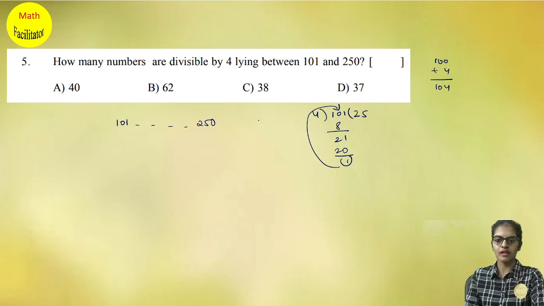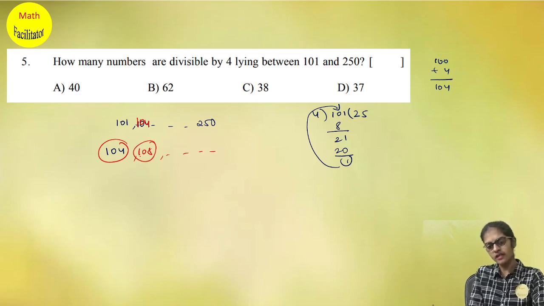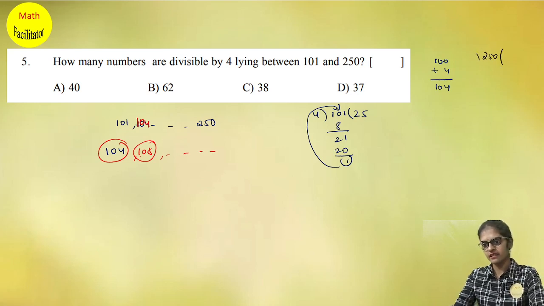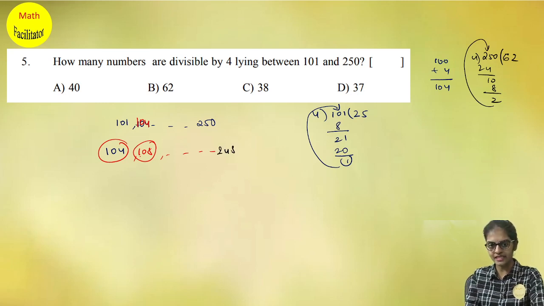Next number. So 101 is between 101 and 250, so I will start my series with 104. Okay, so my series should start with 104. Next will be 108 and so on. Check 250, is it divisible by 4? Check it. 250, if I divide by 4, 4 6s are 24, 4 2s are 8, and I am left with 2. So 250 minus 2 is 248. So 248 is divisible by 4. So my AP which is divisible by 4 is 104, 108, and so on up to 248.